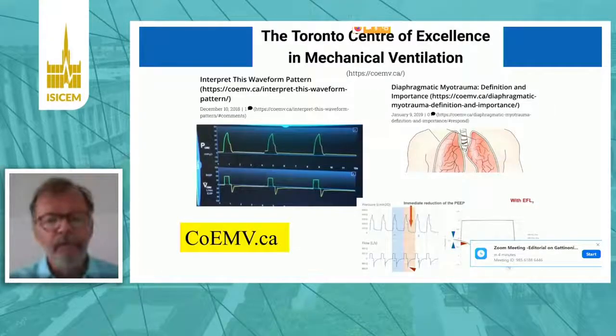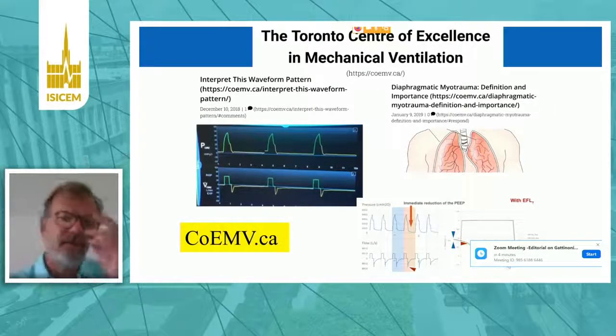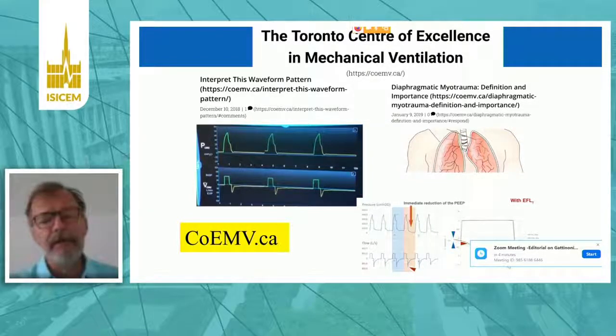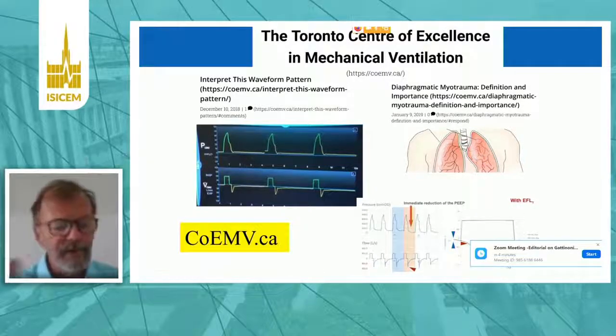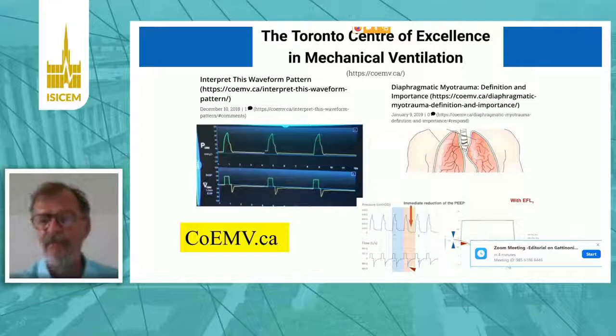So these are complex issues. If you need to go back to the techniques for all these measurements, which are not complicated, please visit our blog, coemv.ca, which will offer you videos and explanations for these important tools at the bedside.